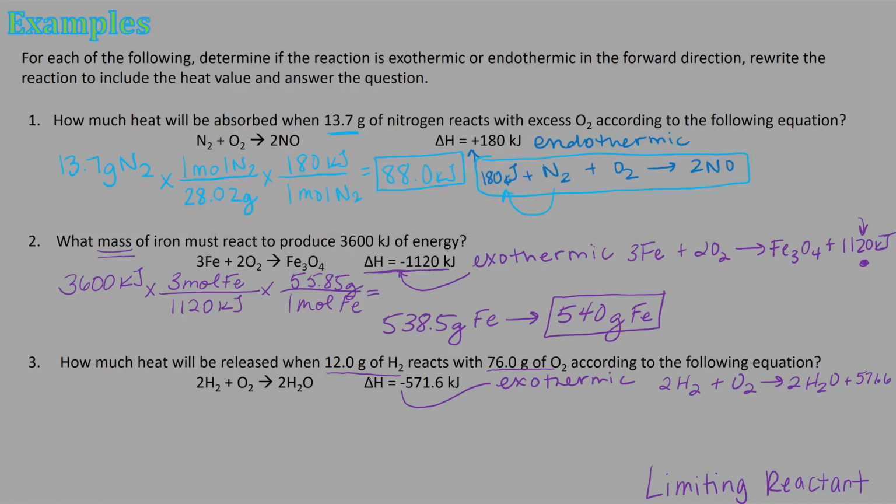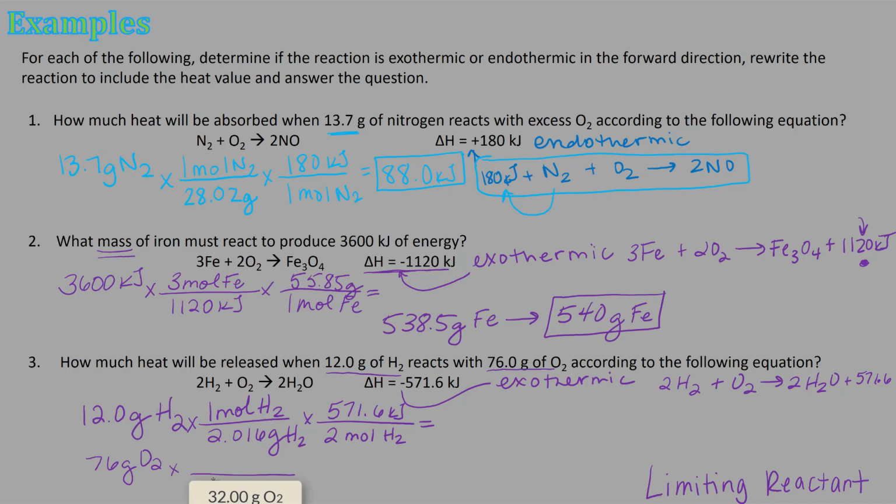So if I have 12.0 grams of hydrogen and I want to go to heat, then I have to use a mole-to-mole ratio from hydrogen to heat. So I'm going to use the molar mass. And then for every 2 moles of hydrogen gives us 571.6 kilojoules of heat. And then I'm going to use 76 grams of oxygen and do the same thing. So I'm going to start with the molar mass of oxygen and then use the mole-to-mole ratio, 1 mole of oxygen for every 571.6 kilojoules of heat.